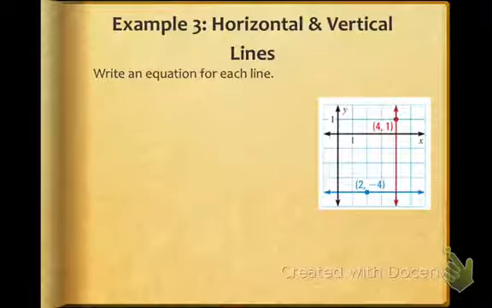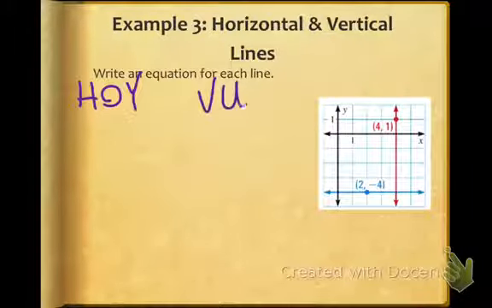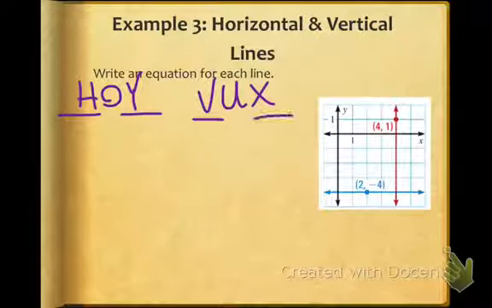Okay, so we can write horizontal and vertical lines in standard form as well. So remember, we talked about horizontal and vertical lines. So just like we can graph a line given an equation, we can look at that line and write the equation. So this is here to remind us that a horizontal line has to have an equation of y equals, and a vertical line has to have an equation of x equals.